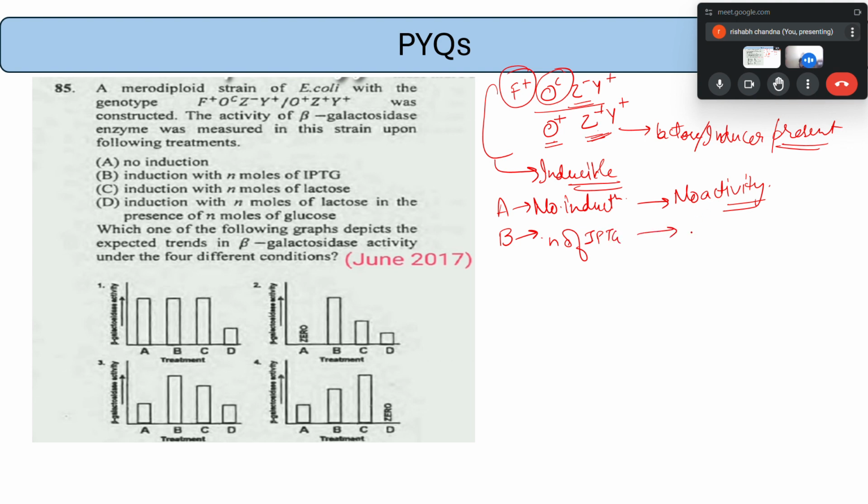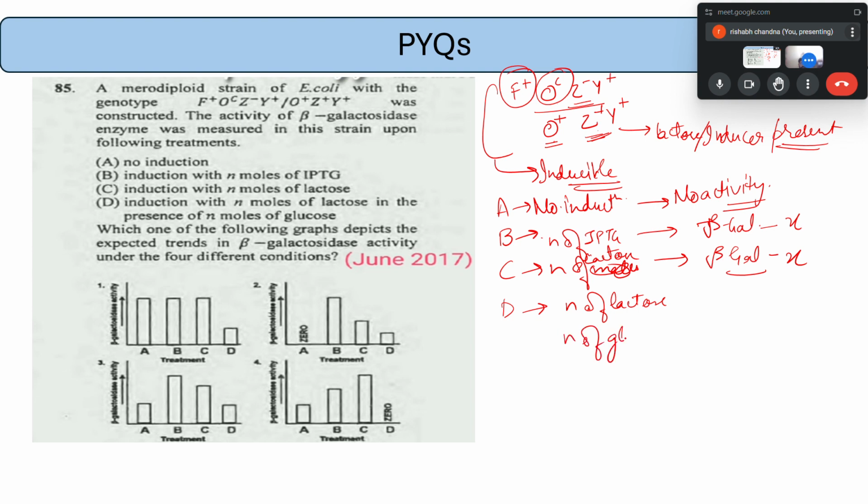So yes, it will have beta galactosidase activity. Then we have n moles of lactose, same level of activity. Suppose this is X activity, so this will also be X activity. Then we have D, that is n moles of lactose in the presence of n moles of glucose. Here there will be catabolite repression and there will be minimal beta galactosidase activity, so less beta galactosidase activity.